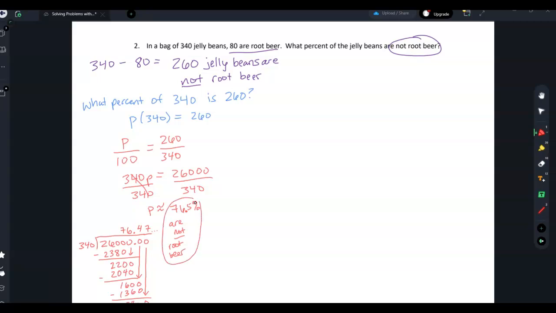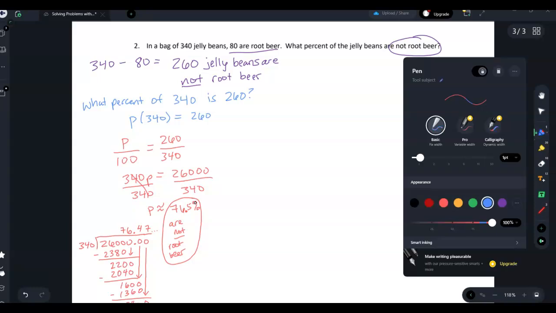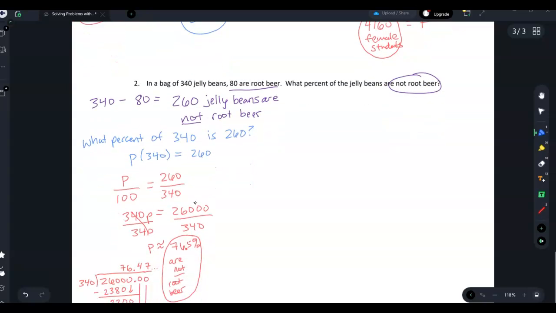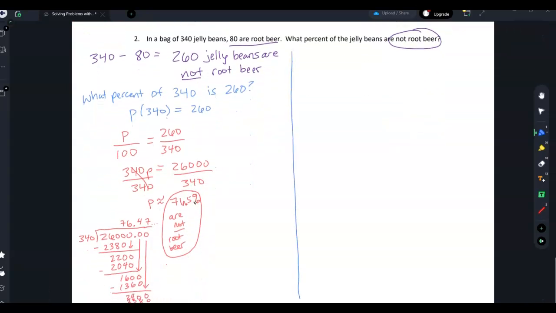All right, and I know we got our answer to that, but just to show you some other ways that you could have approached this, or a student might approach this, we decided when we did this that we were going to do that subtraction right at the beginning. You wouldn't necessarily have to do that. So you could maybe wait on that. So for example, instead of asking what percent of 340 is 260, we could have just said, well, let's not worry about the part that aren't root beer yet. Let's just find the part that are. So we could have translated this as what percent of 340 jelly beans is the root beer, is the 80, right?